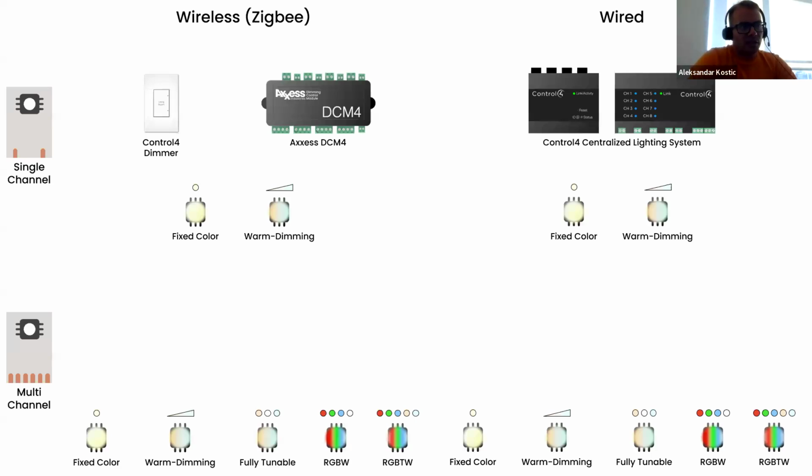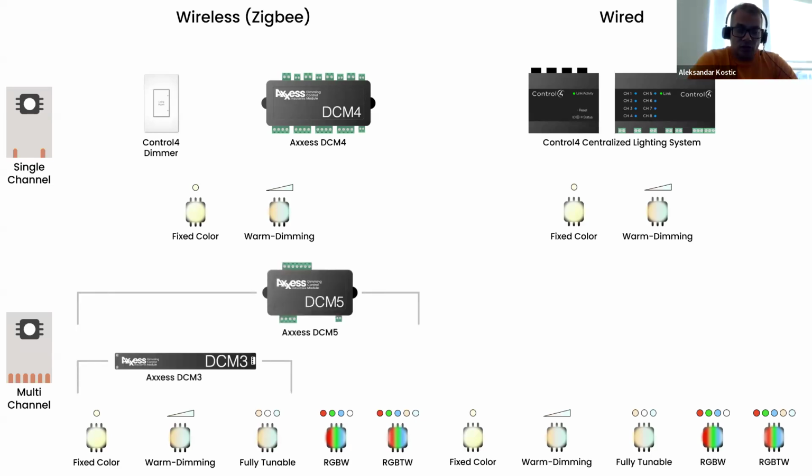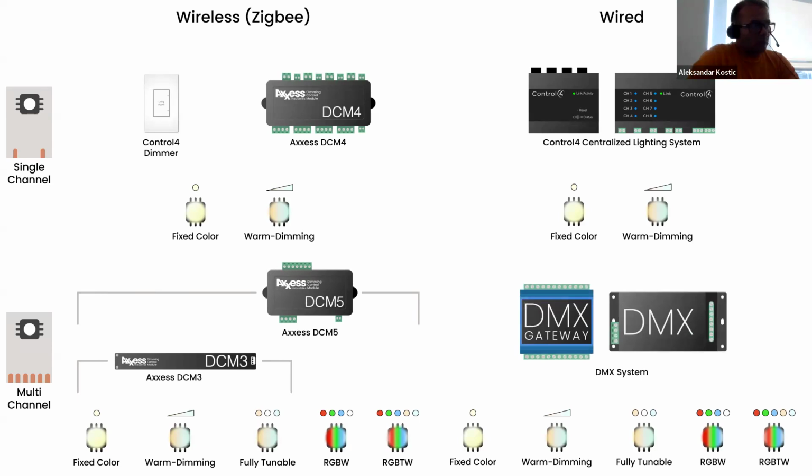For more advanced LED tapes, where we would like to independently change the color of the white, or to change the RGB color on the LED tape, we would need different controllers for wireless and for wired as well. So when we speak about wireless control, we have two Zigbee controllers there. One is DCM3, which supports up to 3-channel LED tapes, which means you can connect either one single channel or one 3-channel LED tape, and that is practically fixed color, warm dimming, or fully tunable.